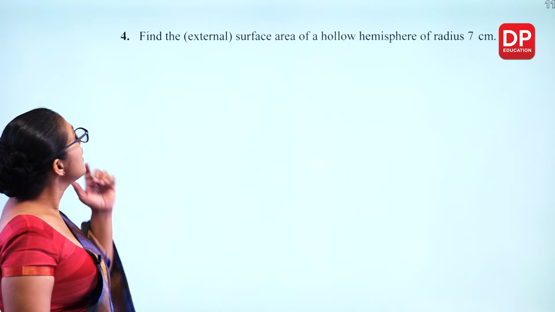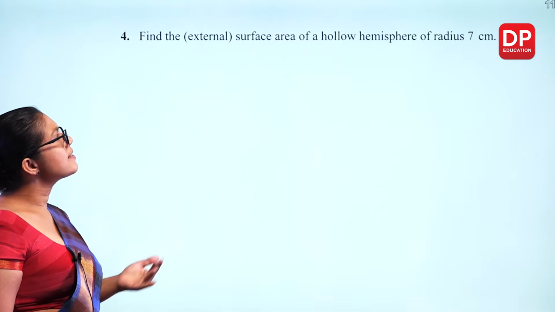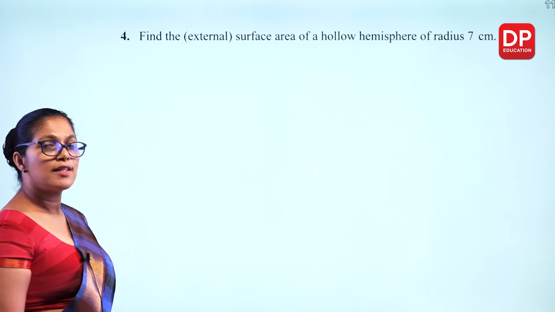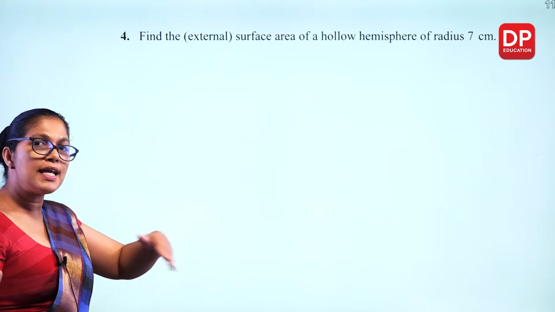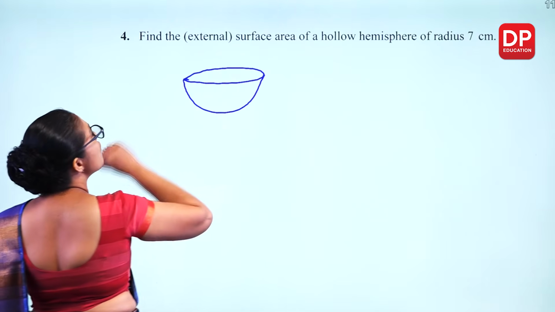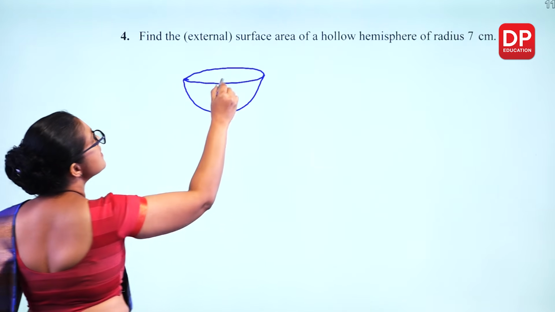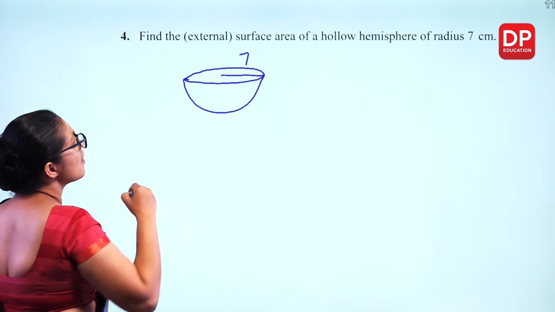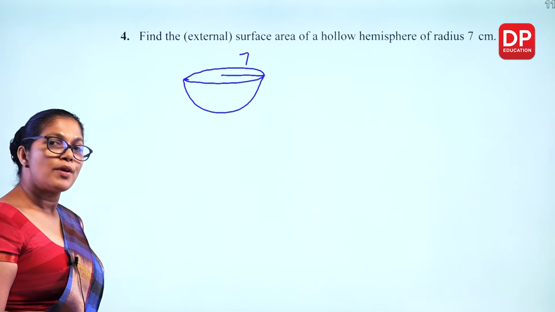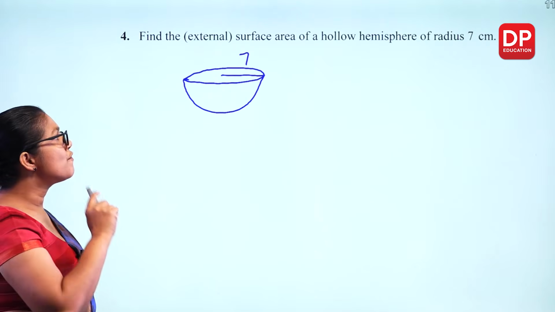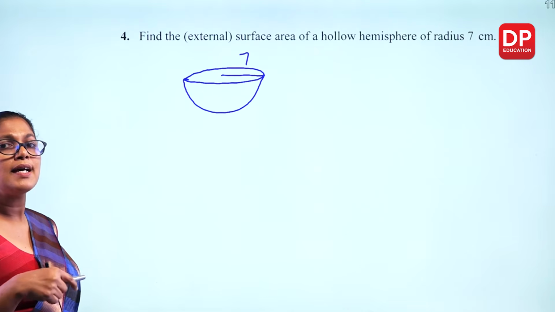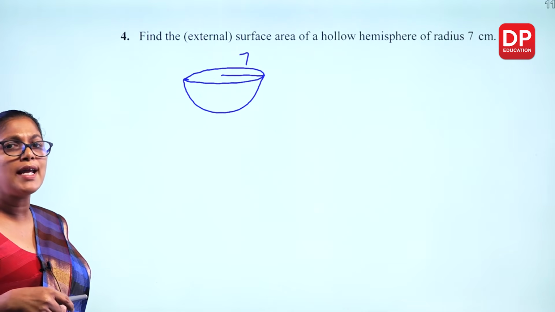Now we'll take the fourth one. It says find the external surface area of a hollow hemisphere of radius 7. So hollow means there's nothing inside, not a solid one. So here hemisphere means half of a sphere. So the radius is 7. And you're asked to find the external surface area. So here we know that if you take the full sphere, that's 4 pi r squared. But this is a hemisphere, you have to divide this by 2.